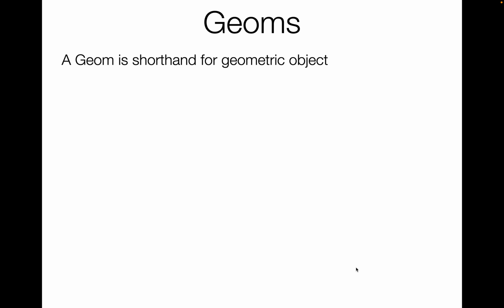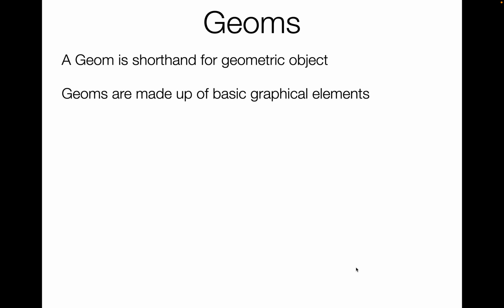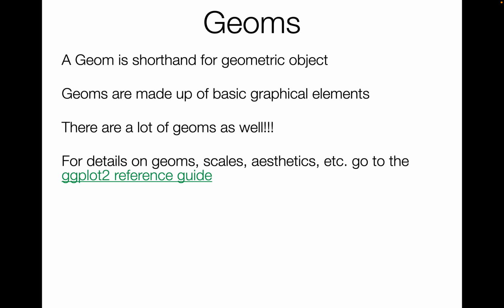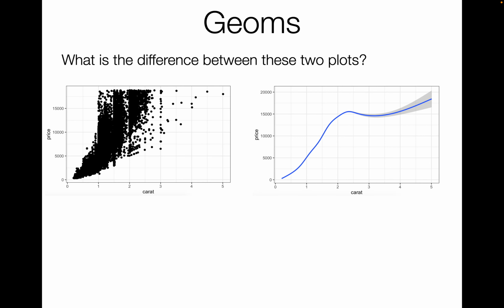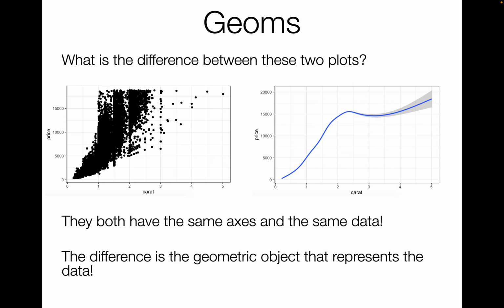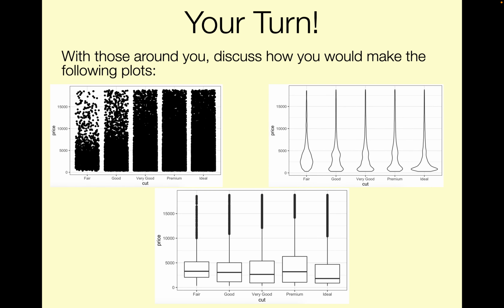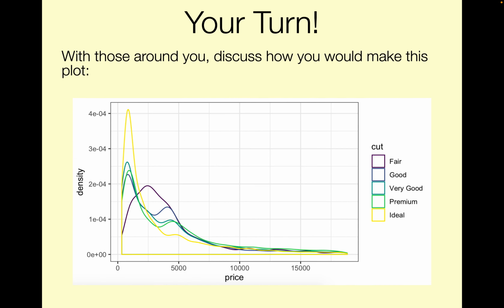Geoms. I want to keep going to geoms because they're the other important object. So a geom stands for geometric object. I think that's fairly clear. They're made up of basic graphical elements, points, lines, so on and so forth. And there's a lot of geometries that you can use and make in ggplot. Okay, and so then I go and I talk through these plots here. You can look through. I ask you to make some plots changing different geoms.